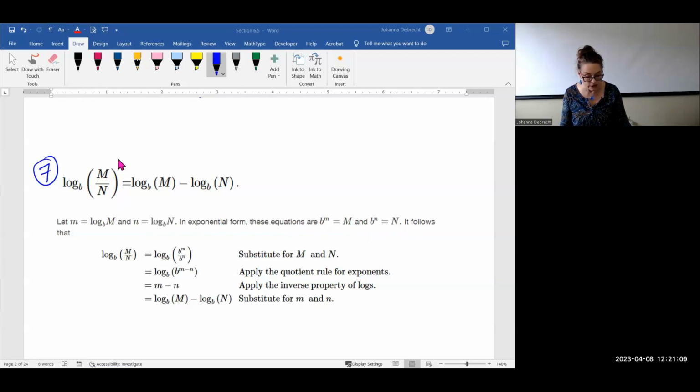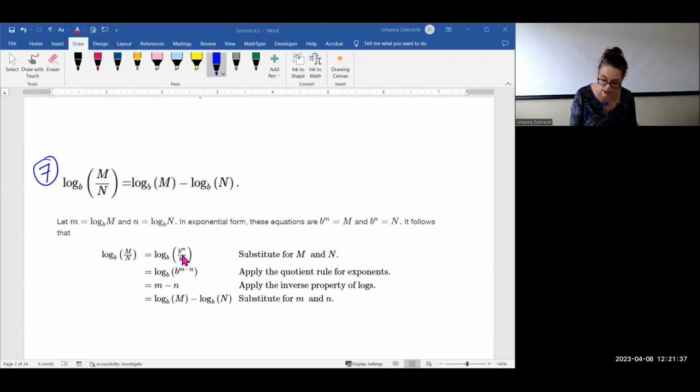So I'm going to start here and I'm going to replace this uppercase M that you see here with b to the m power, and I'm going to replace the uppercase N with b to the n power. Now this gives me an exponential inside the answer part, so I'm just going to work on the exponential part. The whole thing's inside a logarithm, but inside the logarithm, I have exponentials. So I'm going to reduce the exponential.